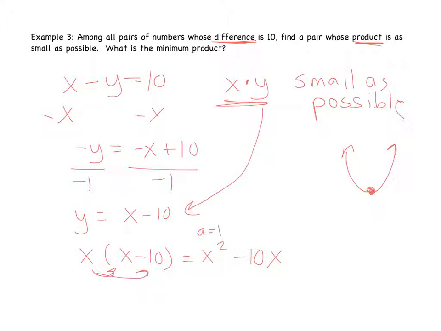Well, the coordinates of the vertex, the x coordinate is negative b over 2a. We've seen that a couple times now. So here, that's going to be the opposite of negative 10. We have negative 10, if you want. It's going to become a positive 10 over 2 times 1, which would give me 5.